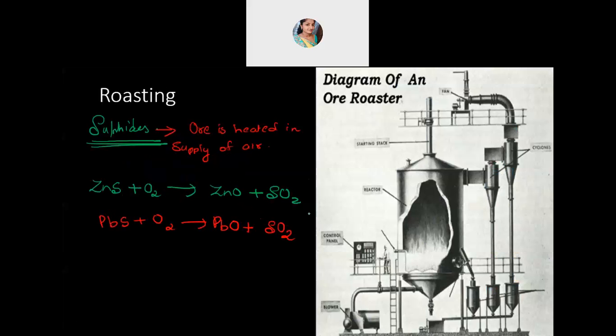And then roasting is another method. Roasting is done for sulfide ore. Roasting is heating that ore in the supply of oxygen. So when you supply oxygen, sulfur will go out as sulfur dioxide and metal will take that oxygen and form metal oxides. Example we have listed here.